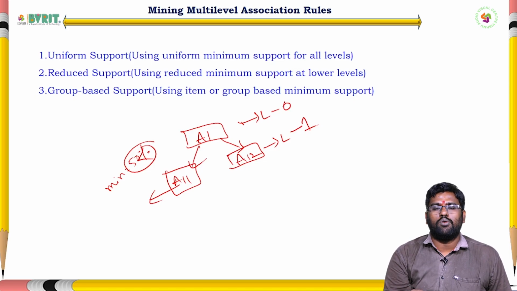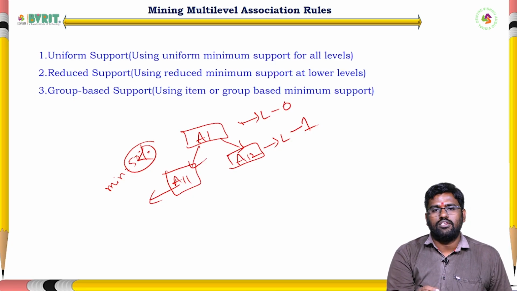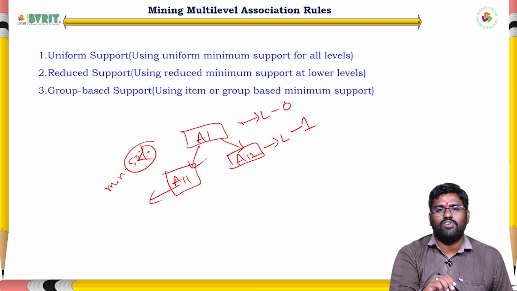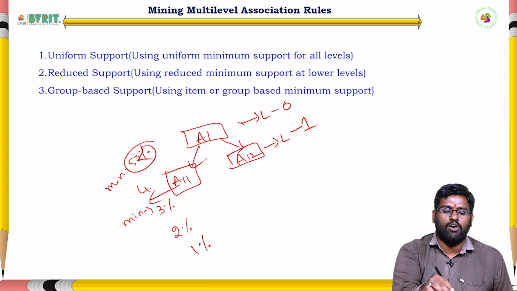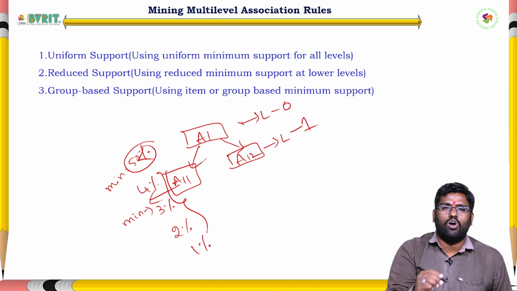Next one is reduced support. For example, this is A1, A2, A3, like this the attributes are there. The minimum support value is given as 5%. Then at the next level they reduce the minimum support value to 3%. Then next they reduce it to 2%, next to 1%. Like this, level by level, the minimum support count is reduced. That is reduced support.